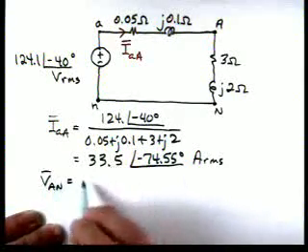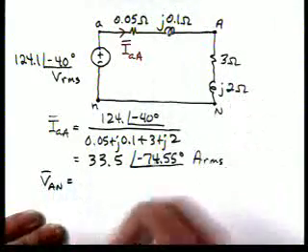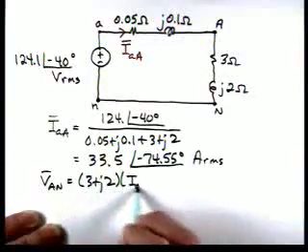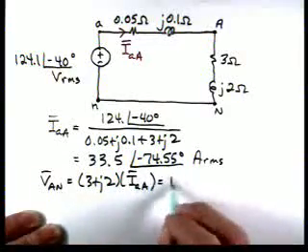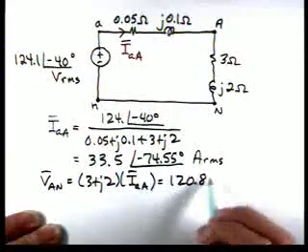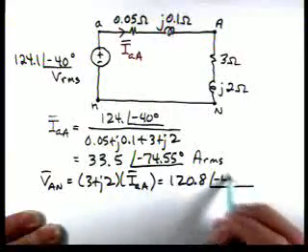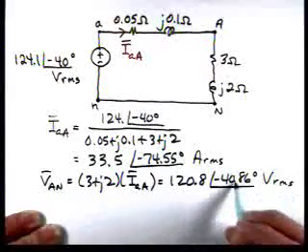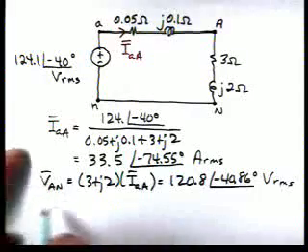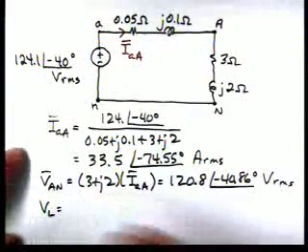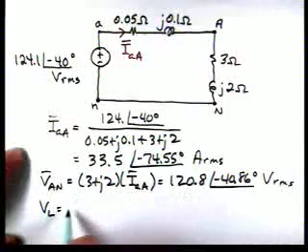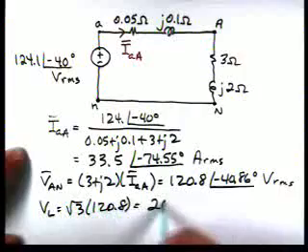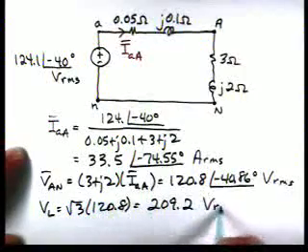So V cap AN then, the phase voltage of the load, is 3 plus j2 times our current that we just calculated, and that's 120.8 at an angle of minus 40.86 degrees volts RMS. So then the line voltage at the load is going to be the square root of 3 larger than the magnitude of VAN. So we have the square root of 3 times 120.8. That's 209.2 volts RMS.